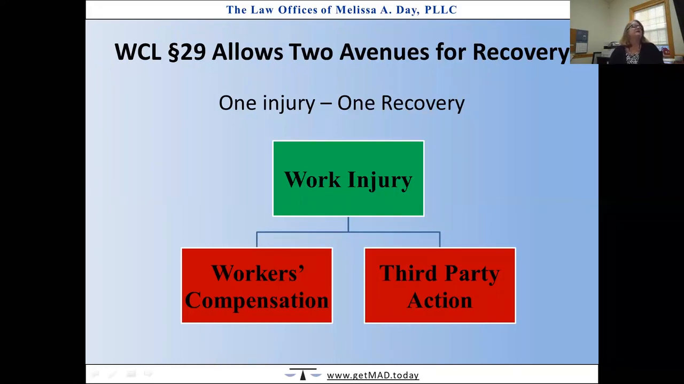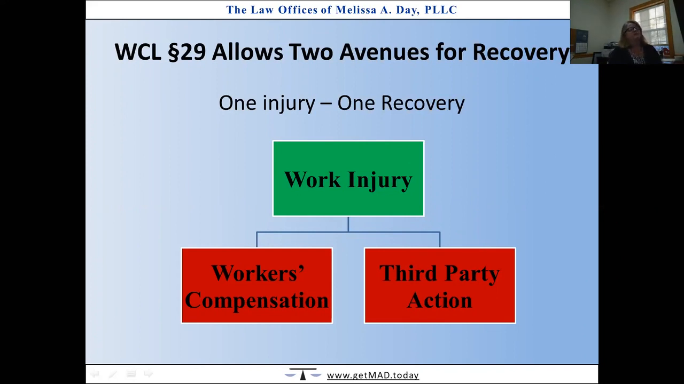As you know, hopefully, from being able to attend the presentation on Monday when we talked about basic third-party issues, Section 29 allows two avenues for recovery. You can both pursue a workers' compensation claim and pursue a third-party action if you sustain a work injury under certain conditions. And that has to be that somebody else's negligence, somebody not in the same employ, caused your injury.